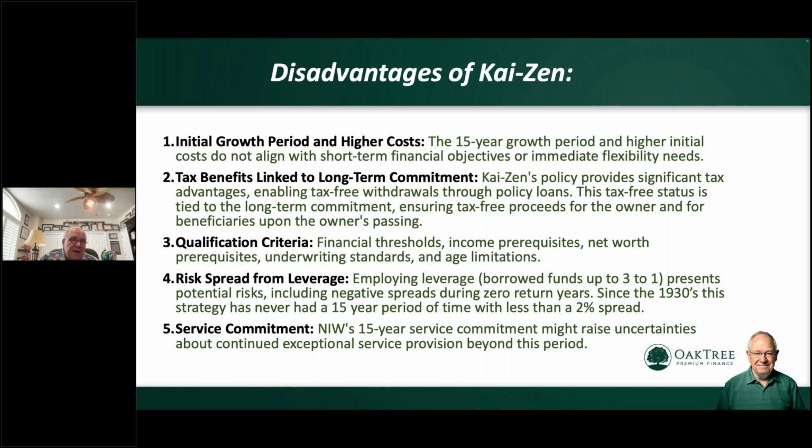But the spread is what you're seeking, and this is what's going to make your money long term. Since the 1930s, this strategy has never had a 15-year period of time with less than a 2% spread. 15%, 15-year average. But in a 10-year period, you're going to have 2 or 3 years of negative market returns. So we'll be at 0, but we'll still have the interest rate. But that's okay as you're long term. That's the big deal, long term.